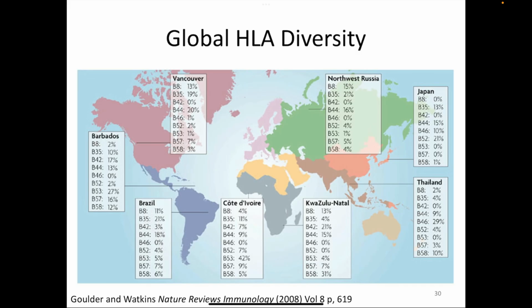Anthropologists have used this information. For example, there are a bunch of Pacific peoples, and it was unclear where they came from. Did they come from North America to the Pacific, or did they come from Asia to the Pacific?